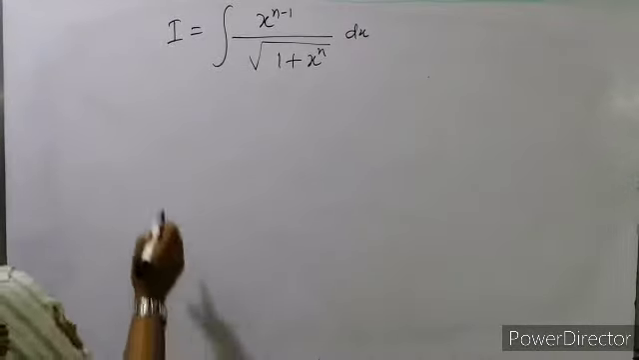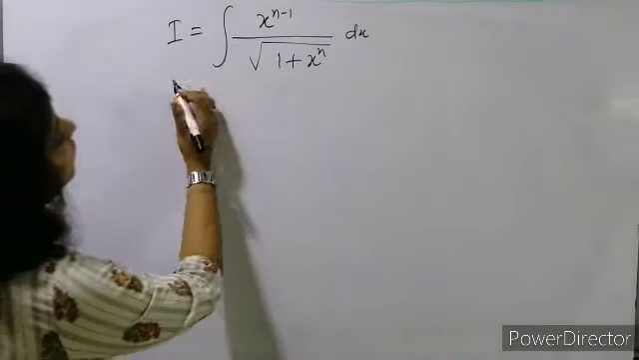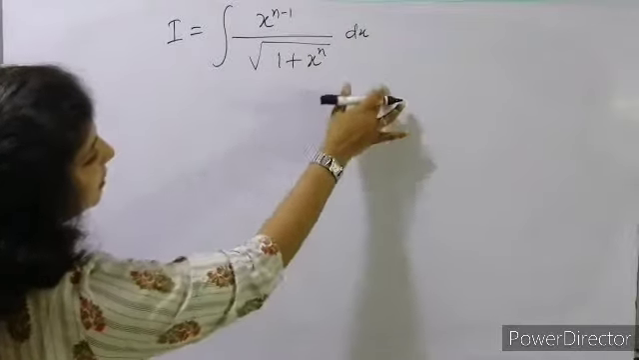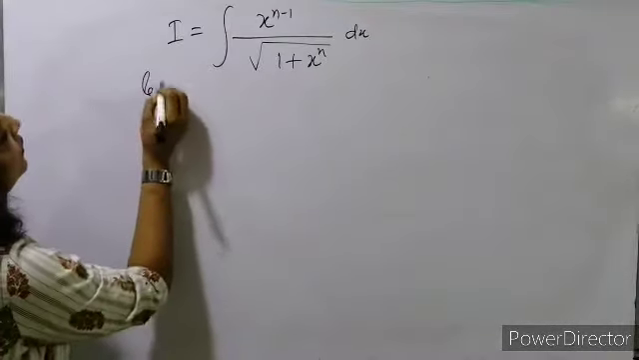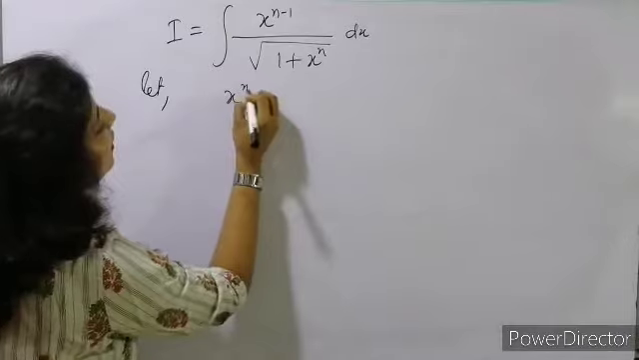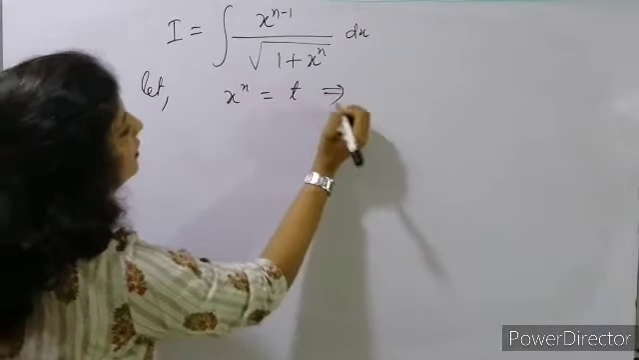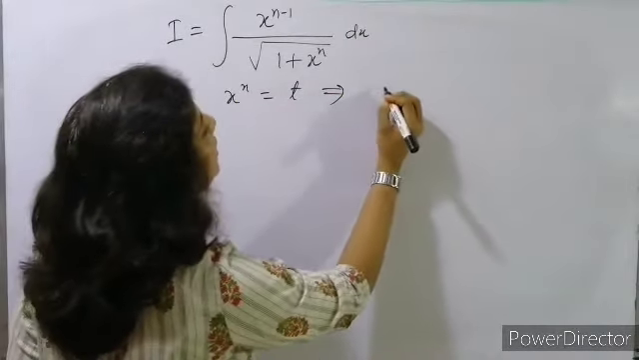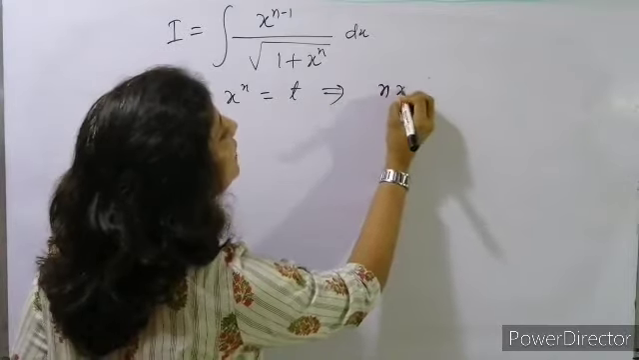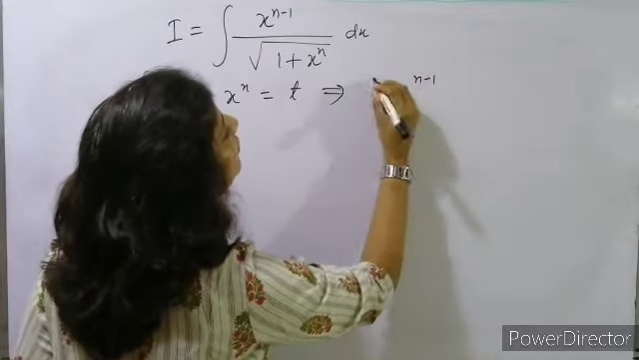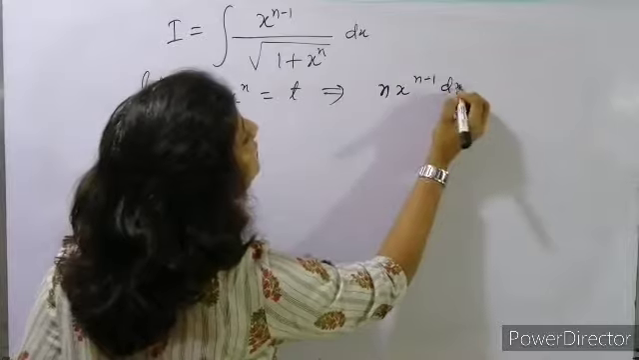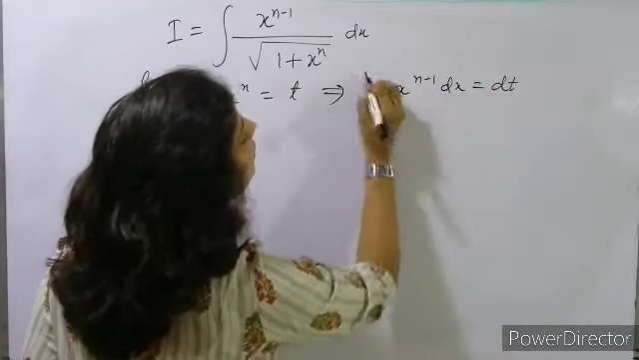So we have the next question. I is equal to this function with respect to x. So first what we'll do, let x to the power n be equal to t. Then what derivative will we get? n into x to the power n minus 1 dx will be equal to dt.